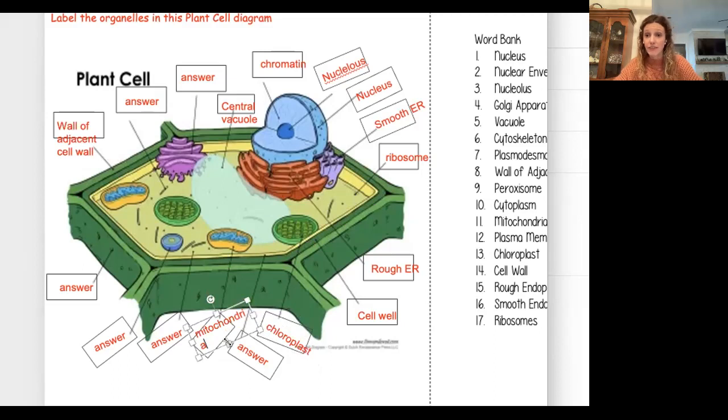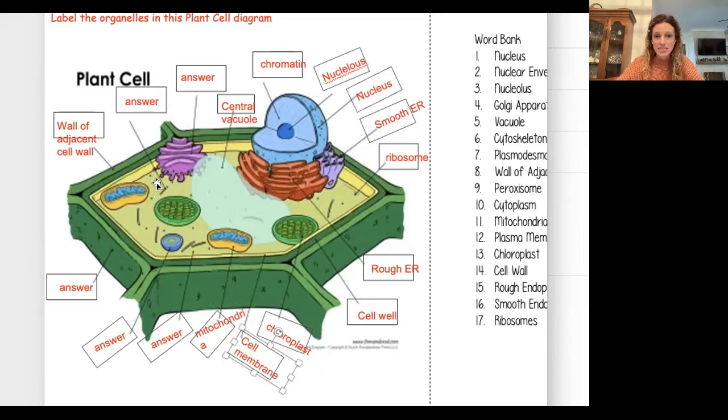So all cells have this, but not all cells have a cell wall. So what is this? This is going to be your cell membrane. And what's another word for cell membrane? Plasma membrane. Okay.